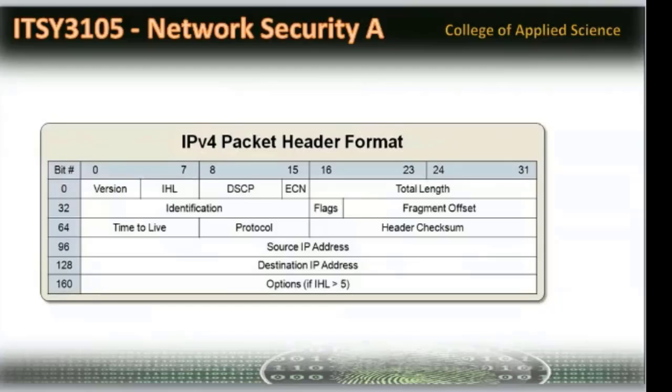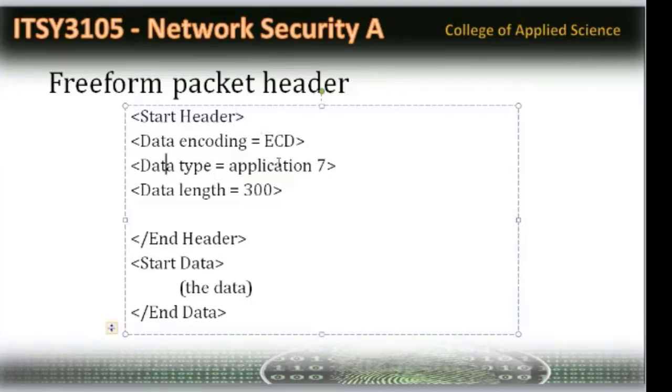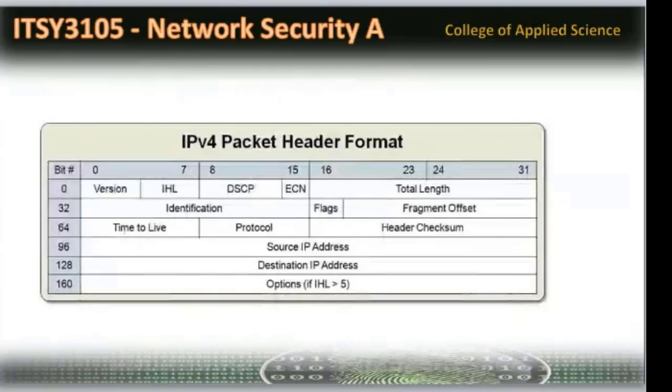But in the free form, you can do it. This is called the free form. You can change it from anywhere to anywhere. You can increase the size, you can decrease the size, and some fields you can remove. This is going to be the free form header. So these are the two different types available as far as the packet header is concerned.